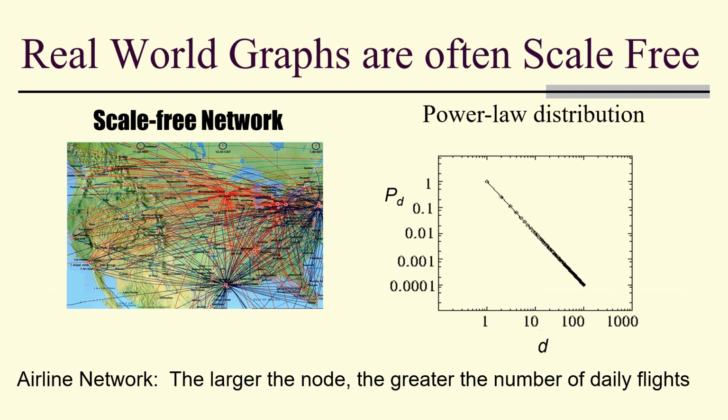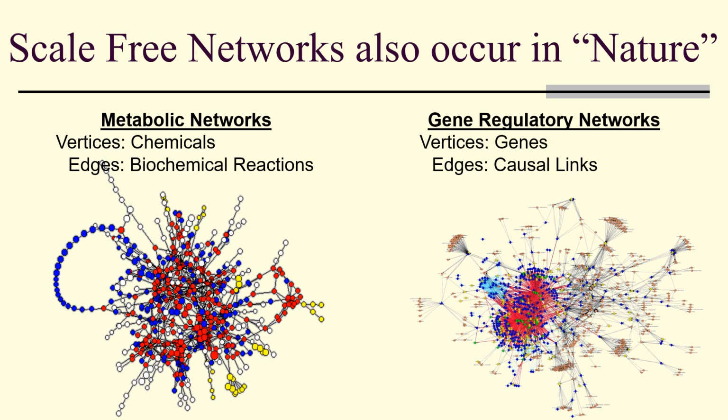So P(D) is approximately the probability that a vertex V chosen at random will have degree D. And real-world graphs are often scale-free. So here's an airline network, and look at its power law distribution in log-log scale. It's almost perfectly a straight line.